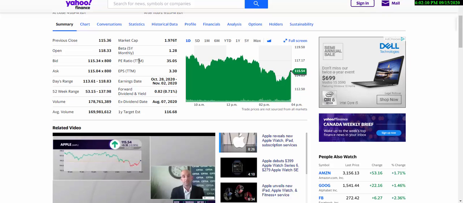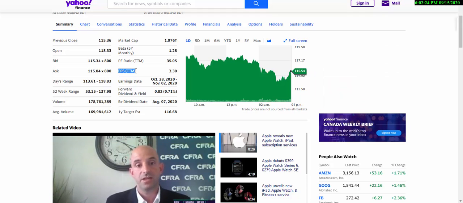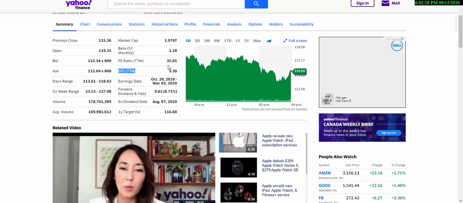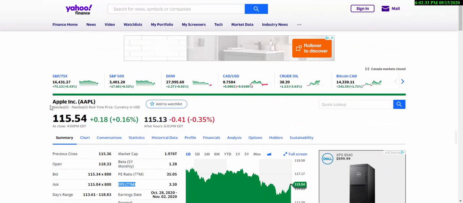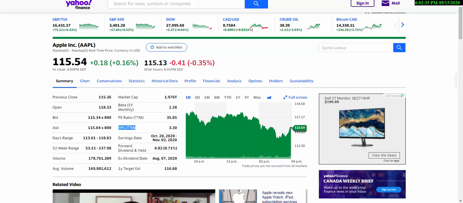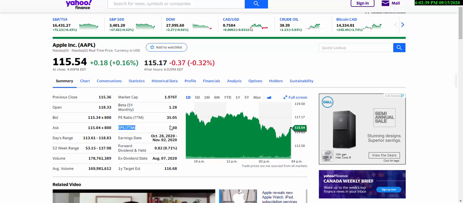This other one is the EPS, and it means the earnings per share. As the name implies, it is how much money this company is making for every share. And right now the number is $3.30. So out of this current price, which is $115.17, Apple is making $3.30 per share.